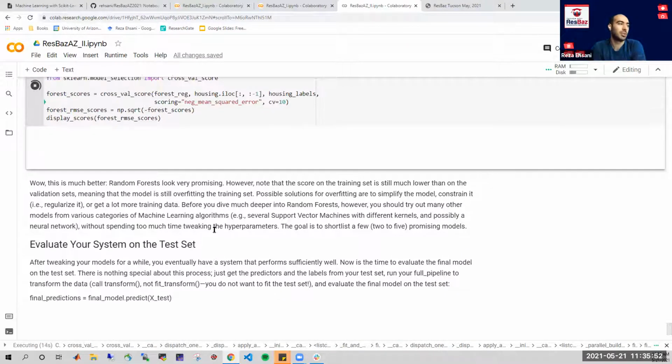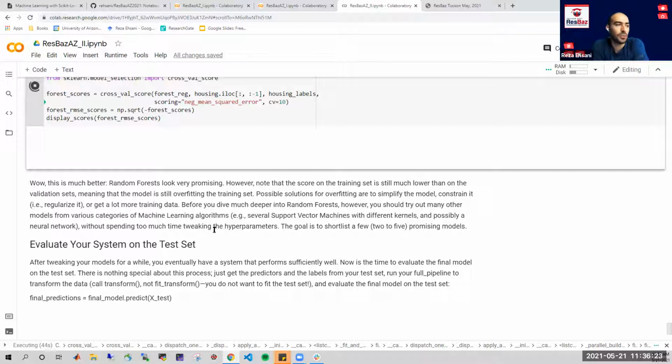Anyway, the random forest looks very promising, and note that the score on the training set is still much lower than on the validation set, meaning that the model is still overfitting the training set. The possible solutions for overfitting are to simplify the model, that is, to reduce the number of parameters our model has, constrain it, regularize it, or get a lot more training data before we dive much deeper into a random forest.